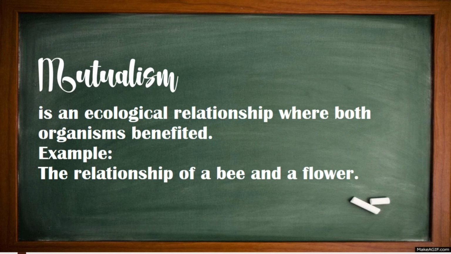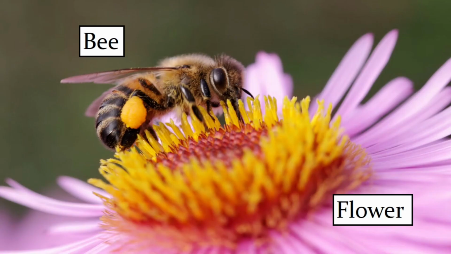Mutualism is an ecological relationship where both organisms benefit. For example, the relationship of a bee and a flower. When a bee gets food from a flower, they get some pollen on their bodies. And when they move from one flower to another, some of the pollen is transferred, thus pollinating the plant. The bee gets food to eat, and the flowering plants get to reproduce.